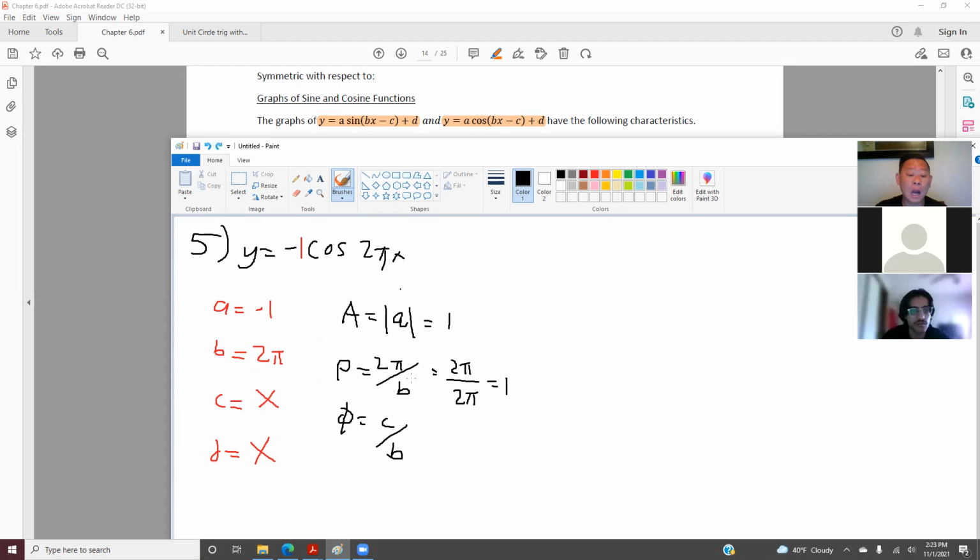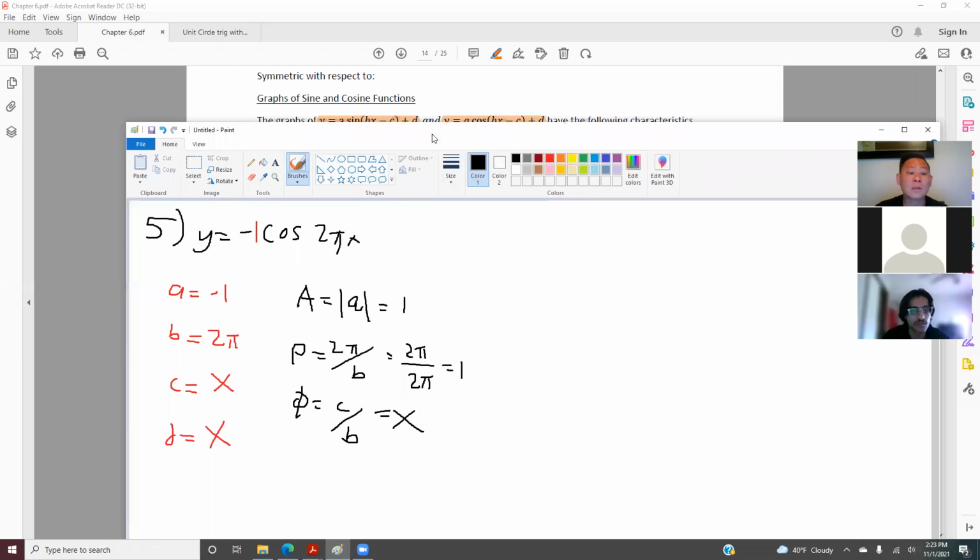And then C for the phase shift is C over B. Since we don't have a C, there is no phase shift involved. When I say no phase shift involved, it means this graph does not move left and does not move to the right. The C that you see here is telling us the graph moves left or right. So we don't have one, and you don't move left or right. This is how we figure out your amplitude, period, and phase shift.